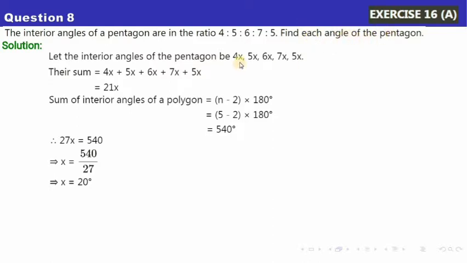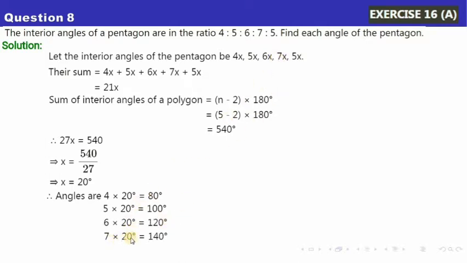Now, one angle is 4x, where the value of x turned out to be 20, isn't it? So the angle 4x is 4 into 20, which is 80. The next angle is 5 into x, and that is 5 into 20, equals 100. Next is 6x, that is 6 into 20, that is 120. Next is 7x, that is 7 into 20, equals 140. And at last again we have 5x, that is 5 into 20, which is 100 degrees. So these are the interior angles of this particular pentagon. You may pause the video and note down the solution.